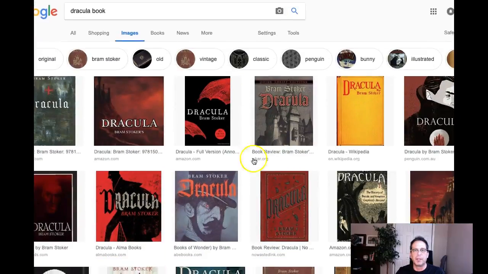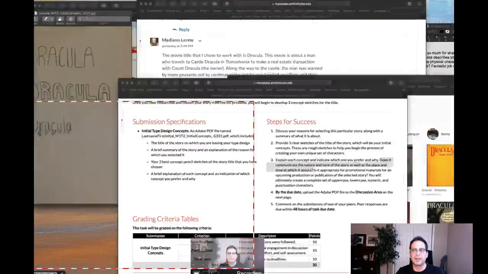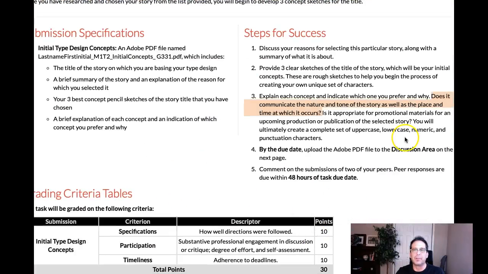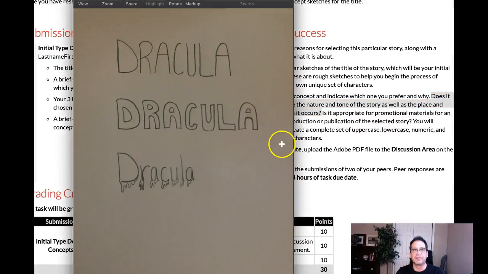So really try to develop this typeface to a high degree, so that it specifically addresses the communicative nature and tone of the story and how that is translated over to the sketches, as well as the place and time in which the story occurred. So we want to take historicism into account here. Okay, all right. So yes, I would love to see three different sketches more adhering to those parameters.